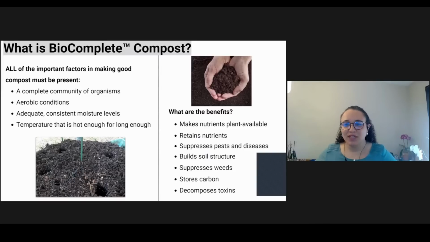Benefits: makes nutrients plant available, retains nutrients in the material, suppresses pests and diseases, helps build soil structure, suppresses weeds because we are transitioning from lower conditions to a higher level that promotes other types of plants, stores carbon as well, and decomposes toxins. So we are still scratching the surface of all the benefits compost can bring to us.